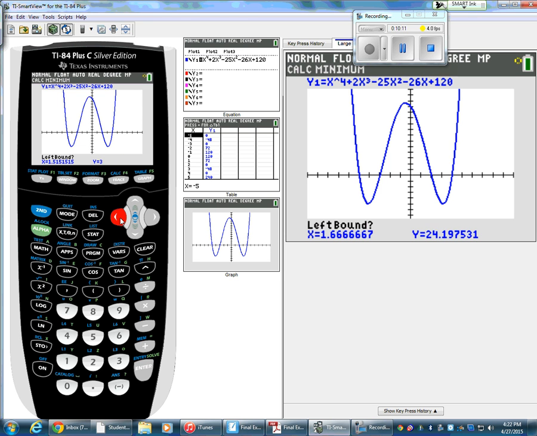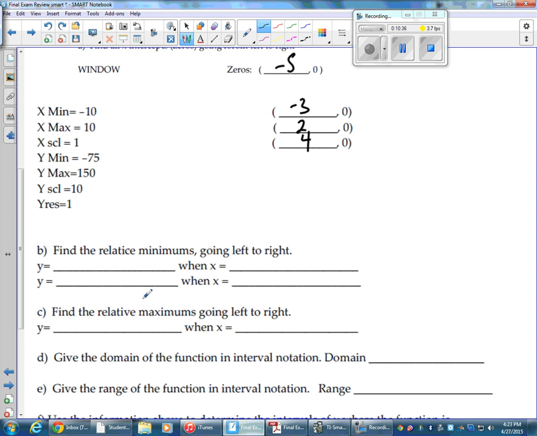I was close to that other one. I should have done it. But it said going left to right. I'll follow directions because that'll make it a little bit easier to grade. So I need a left bound and a right bound. And the minimum value is negative 49, and that happens when x is negative 4.14. So y equals negative 49 when x is negative 4.14.